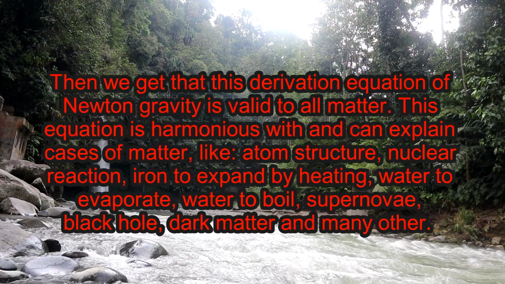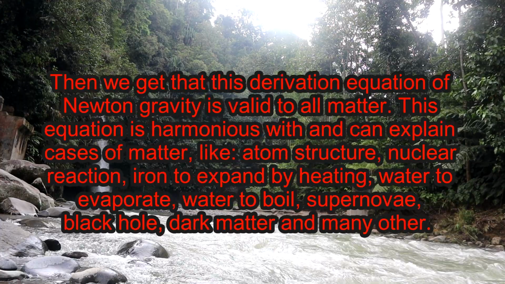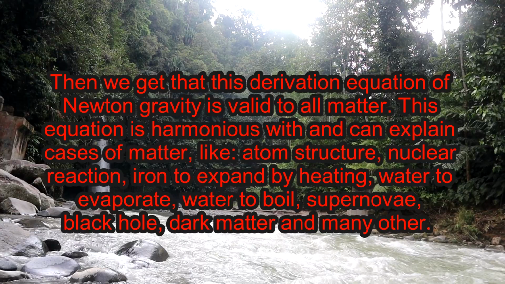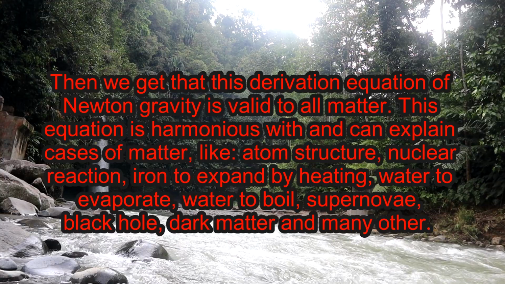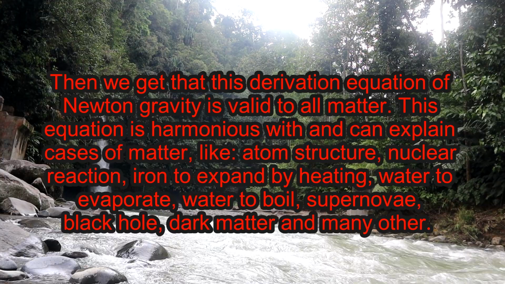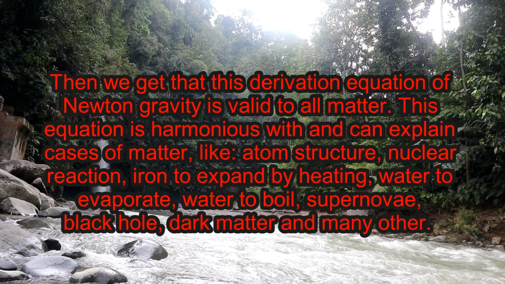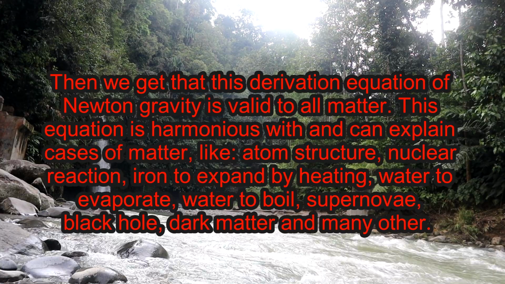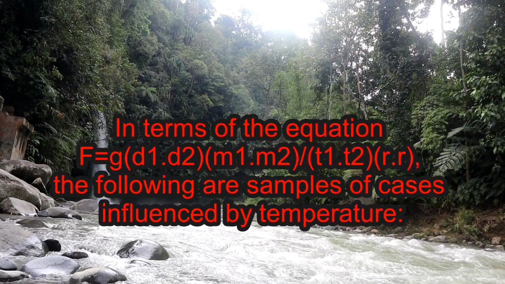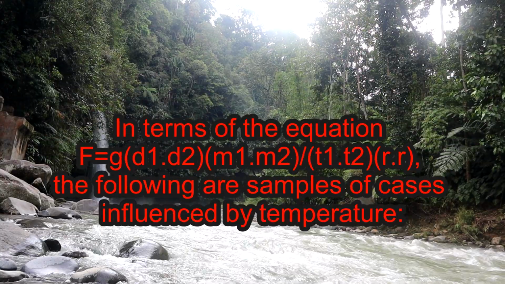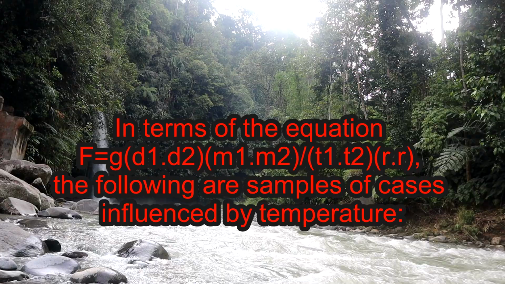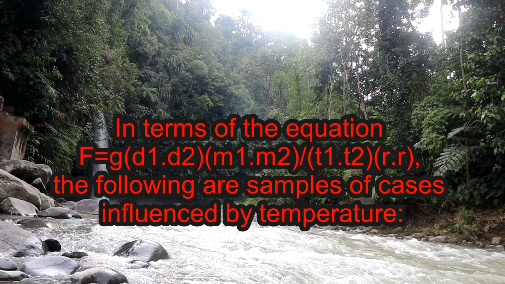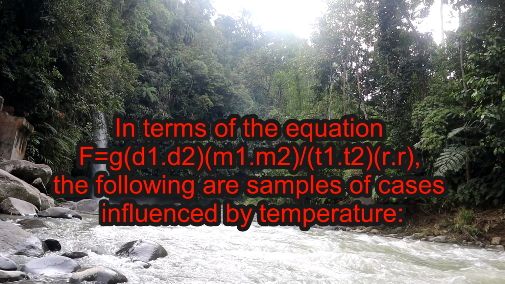Then we get that this derivation equation of Newton gravity is valid to all matter. This equation is harmonious with and can explain cases of matter like atom structure, nuclear reaction, iron to expand by heating, water to evaporate, water to boil, supernova, black hole, dark matter, and many others. In terms of the equation, F equal G times D1 times D2 times M1 times M2 divided T1 times T2 times R squared, the following are samples of cases influenced by temperature.